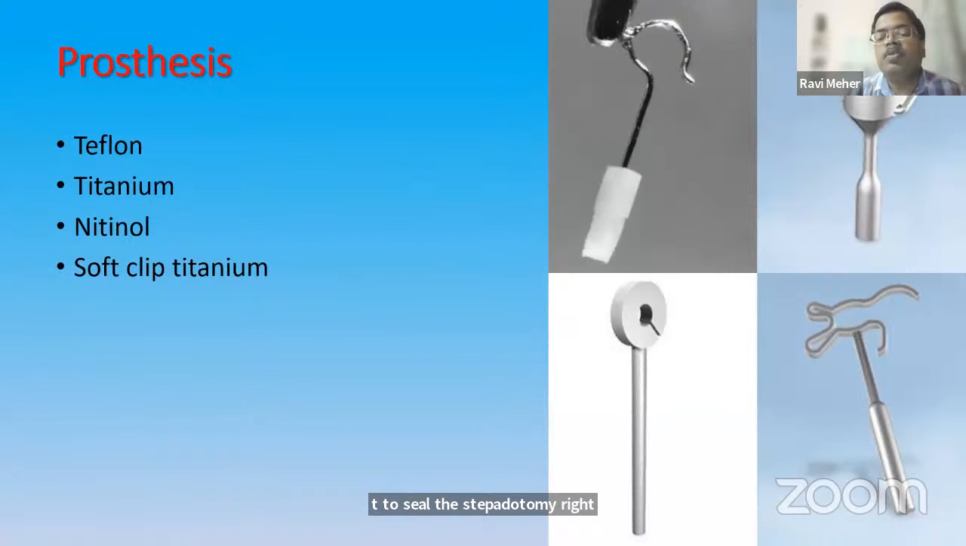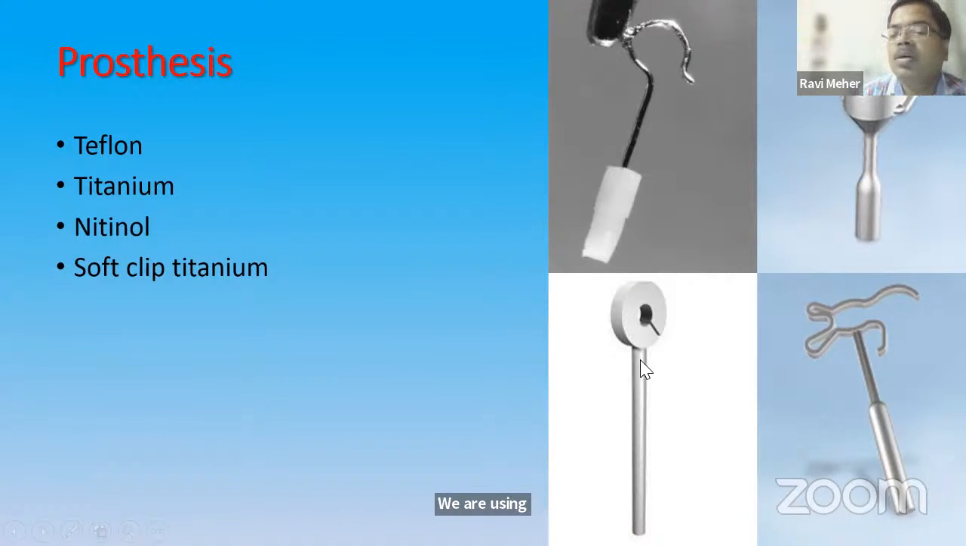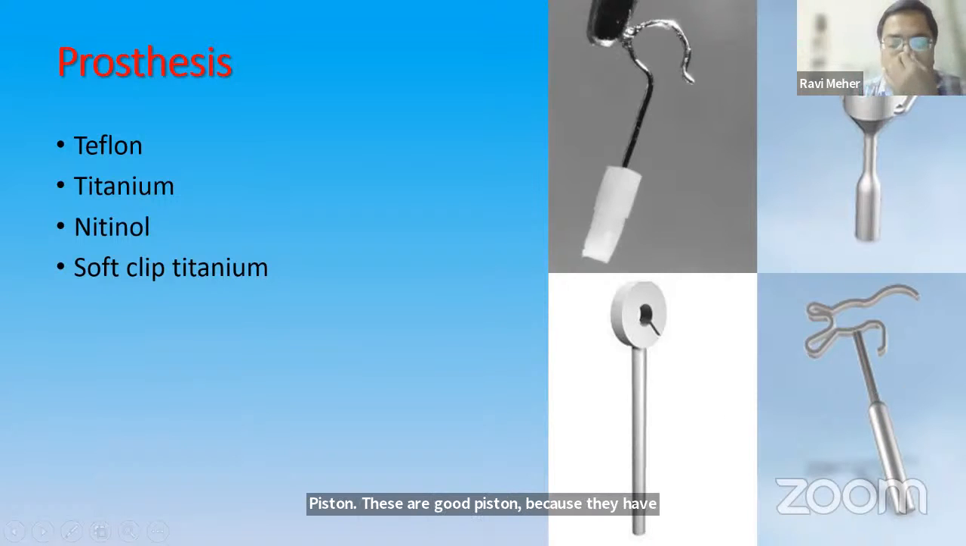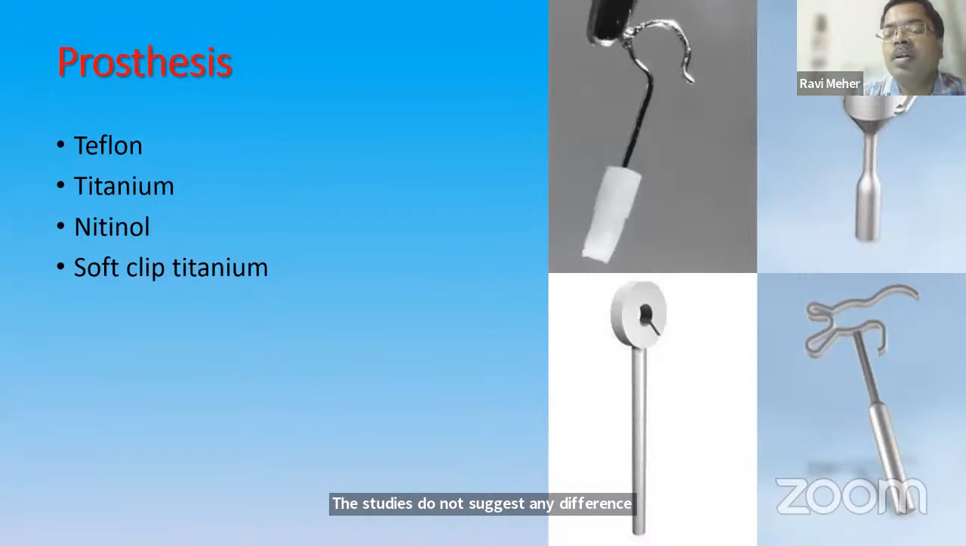There are different types of prostheses: Teflon, titanium, nitinol, and the soft clip pistons are also available. We are using Teflon piston. These are good pistons because they have a memory. And if you see the hearing gain with different pistons, there is not much difference. The studies do not suggest any difference in the hearing gain after using different types of pistons, right?